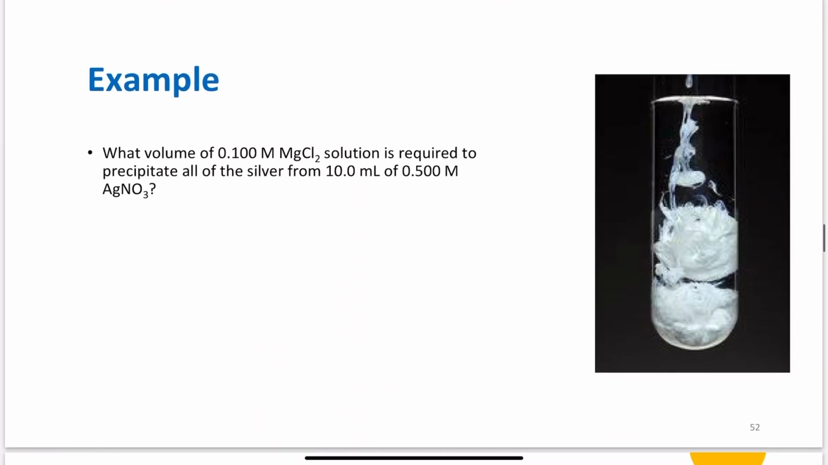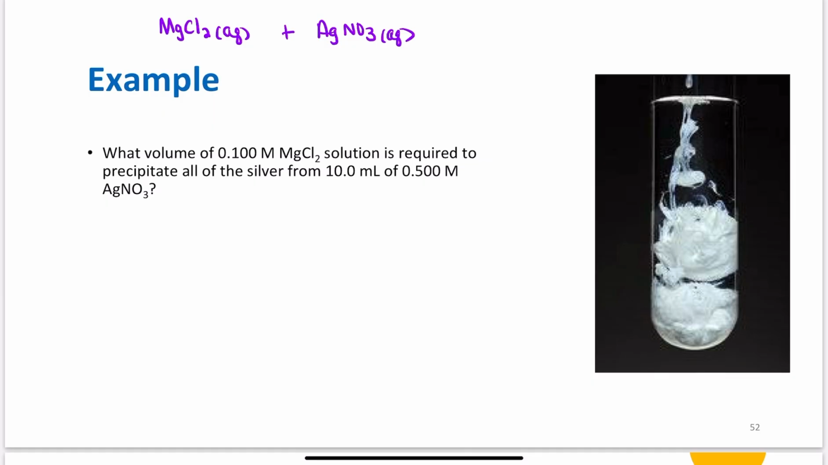What's next? What volume of a 0.1 molar magnesium chloride solution is required to precipitate all of the silver from 10 mils of a 0.5 molar silver nitrate solution? Okay, I've got a magnesium chloride solution. I know that's soluble because I know my solubility rules. I have got a silver nitrate solution. I also know that's soluble because I know my solubility rules.